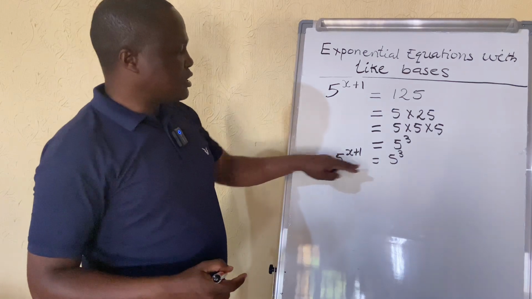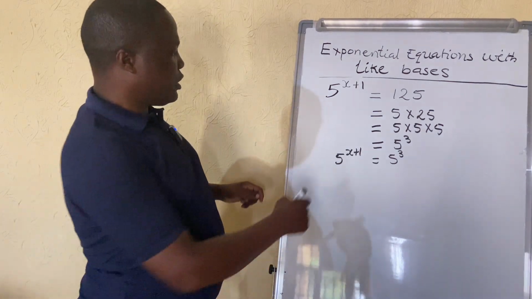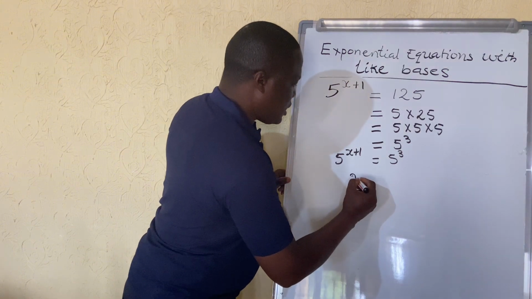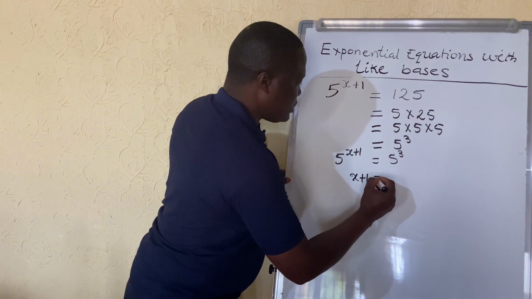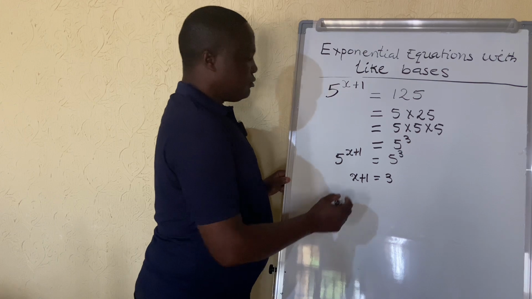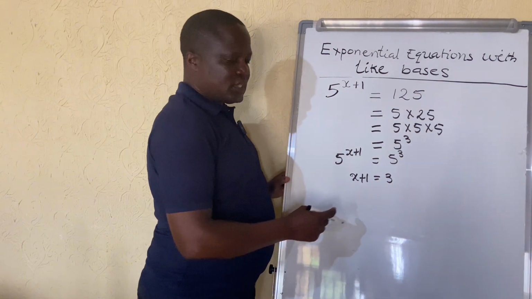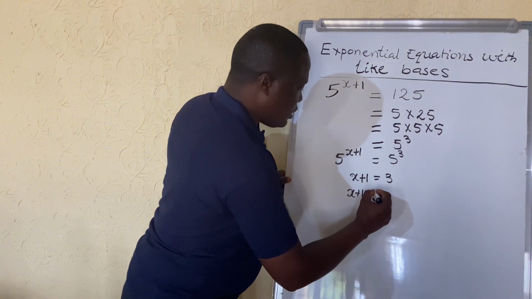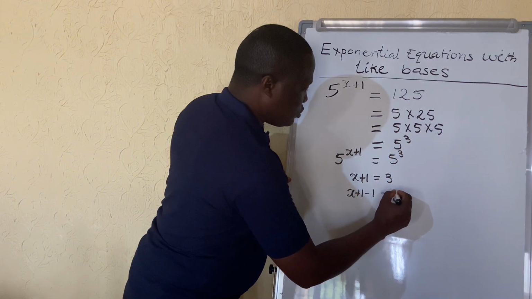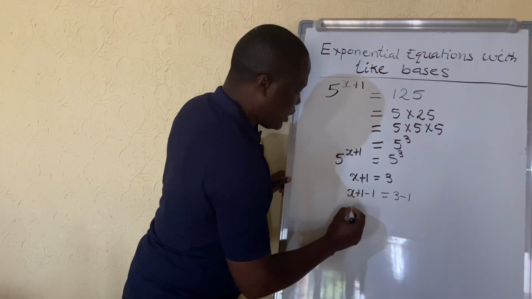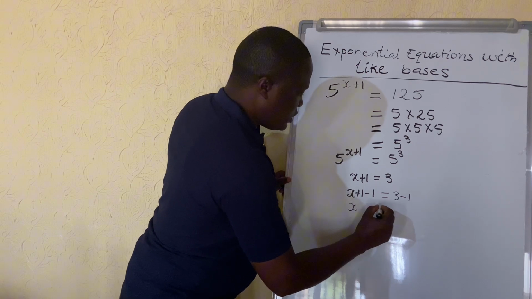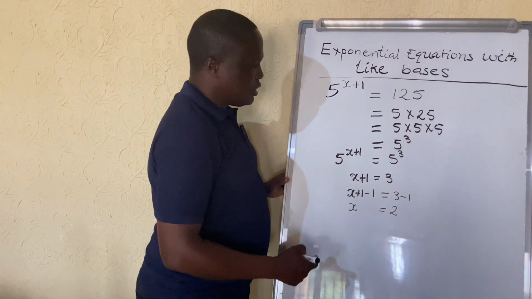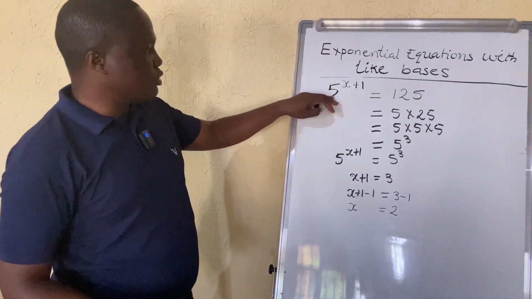Again, the bases are the same, 5 and 5. We equate the indices or the powers, so we write this as x plus 1 is equal to 3. We subtract 1 from both sides to make x the subject, so we have x plus 1 minus 1 is equal to 3 minus 1. X is equal to 2, since 1 minus 1 is 0. So this is a solution.